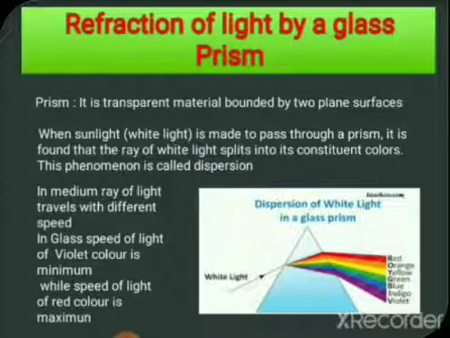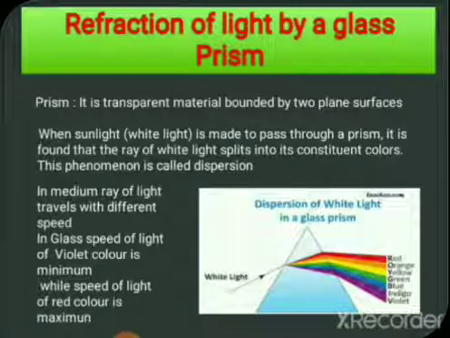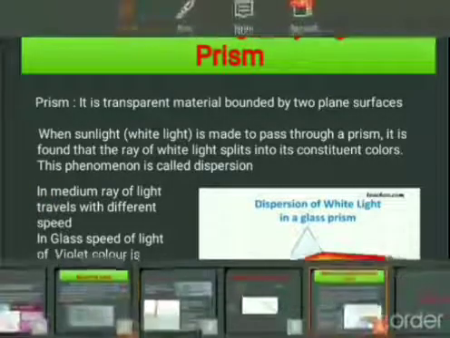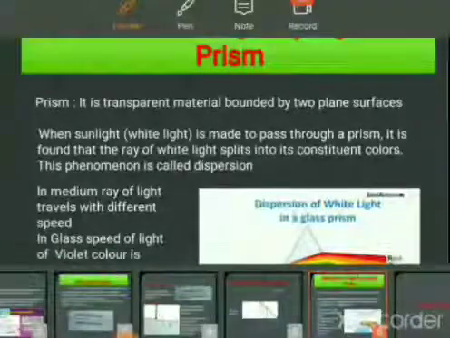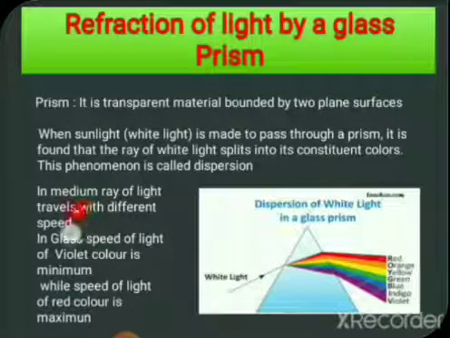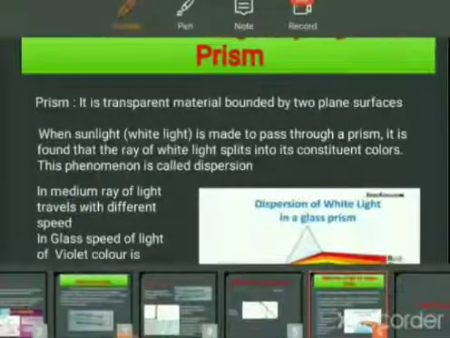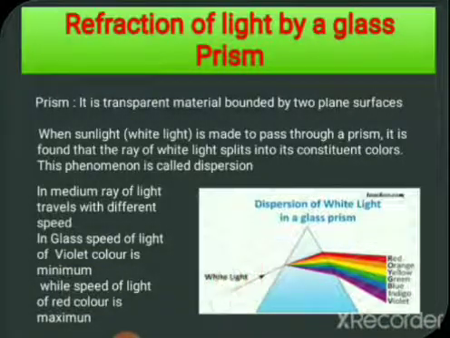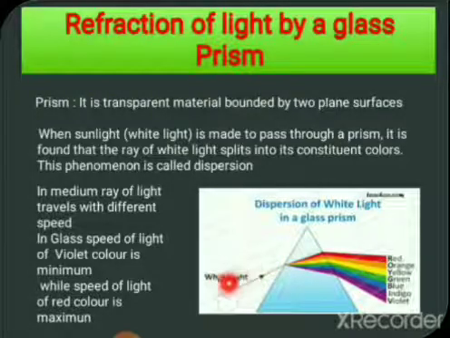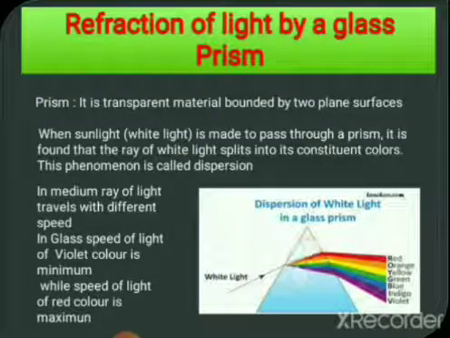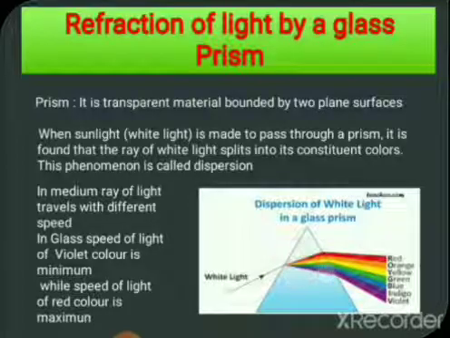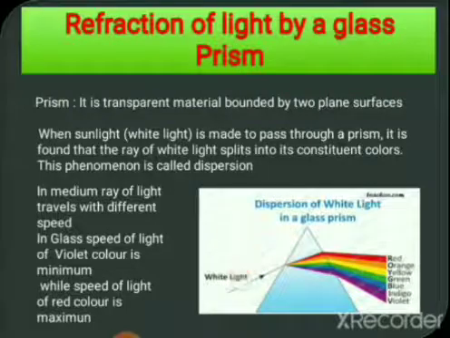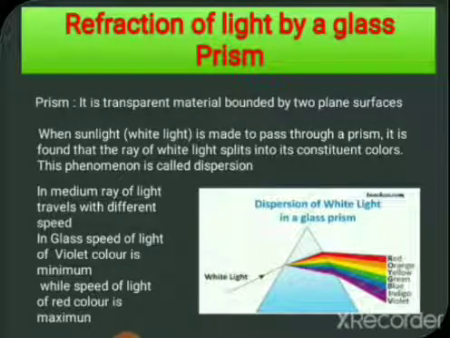In a medium, a ray of light travels with different speeds. In glass, the speed of light of violet color is minimum. So what do you mean by this? In a medium, a ray of light travels with different speeds. If we understand this statement, here one medium was there, and here the speed of light was different. In this situation, where the ray of light was passing through a prism, here the speed of light was different, and here too the speed of light is different.